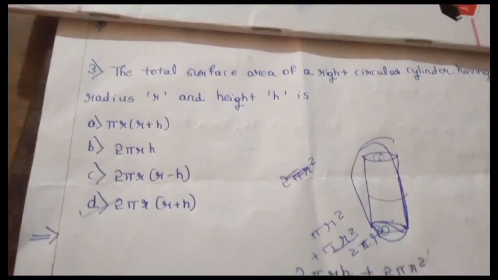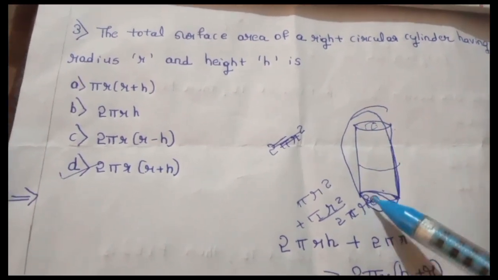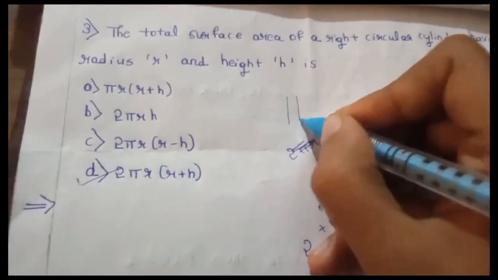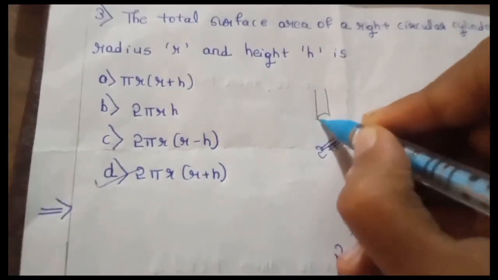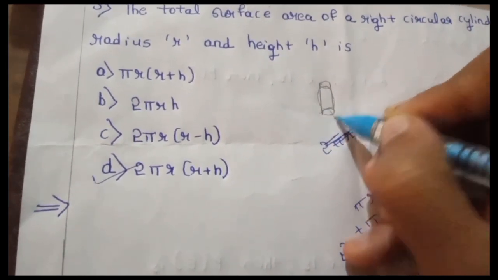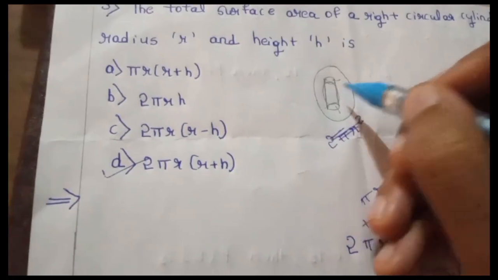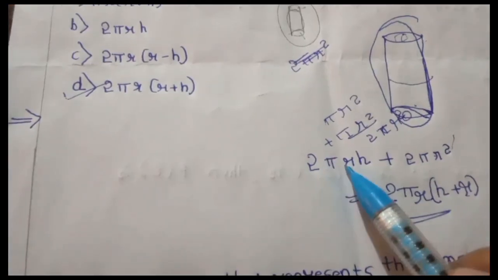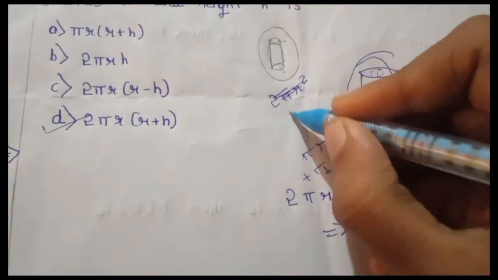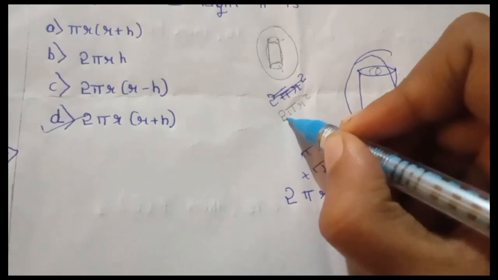we must know that we have to add the curved surface of the cylinder and the surface area of both circles. This is a cylinder and this is a circle on both sides. If we add the surface area of this curved area and these two circles, we will get the total surface area. The formula for the curved surface area is 2 pi r h, and the surface area of one circle is pi r square. As we have two circles here, it is 2 pi r square.